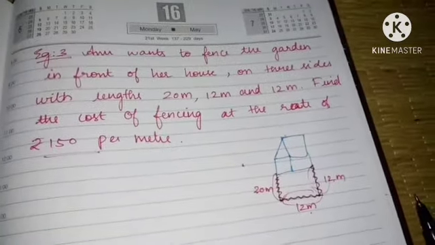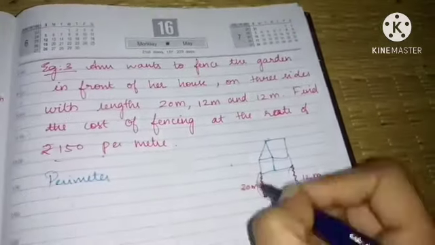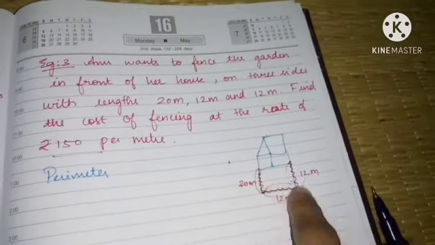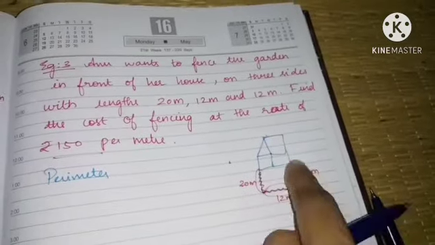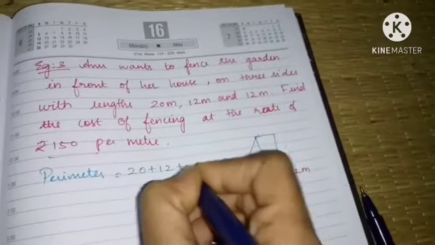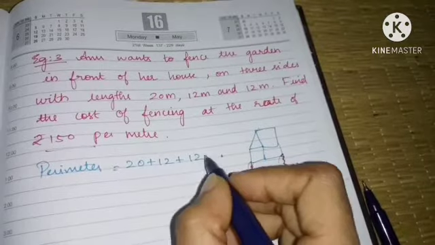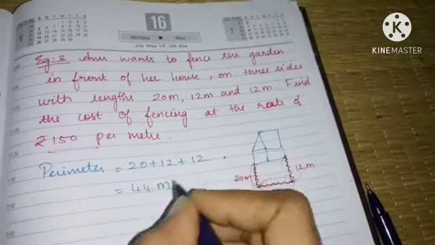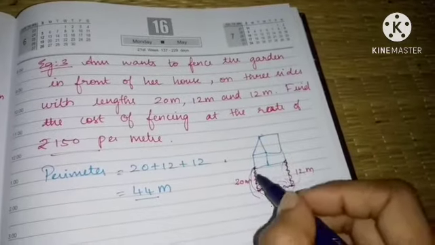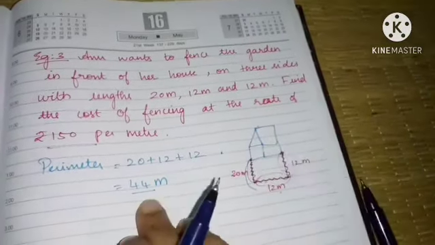Whenever you are dealing with fencing, the meaning is perimeter. Fencing means we are studying about the border. So if you want to fence this region, you should add all the 3 sides to find the perimeter. So 20 plus 12 plus 12. 20 plus 12 is 32. 32 plus 12 is 44 meter. So if you start here and measure like this and stop here, your length will be 44 meter.